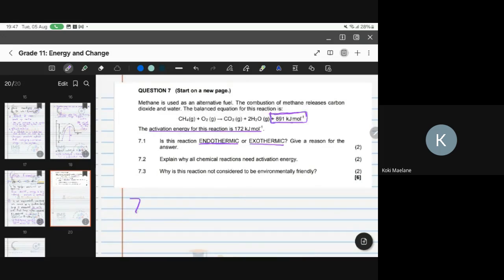Number one, our reaction here is exothermic. Why? First of all, it's a combustion reaction. Two, combustion releases heat to the environment.